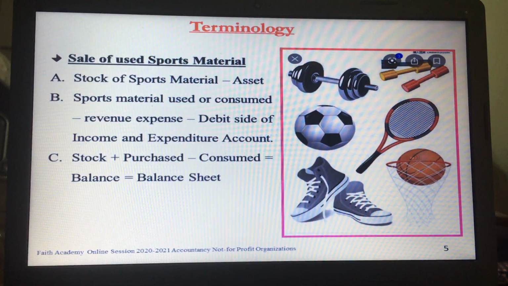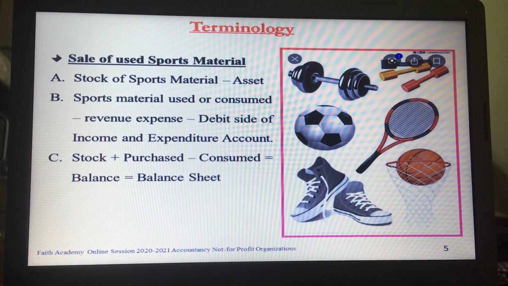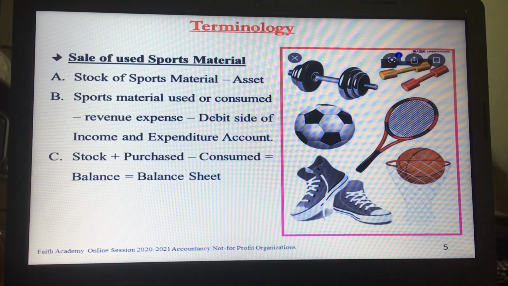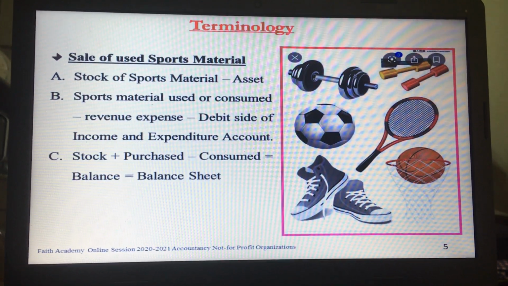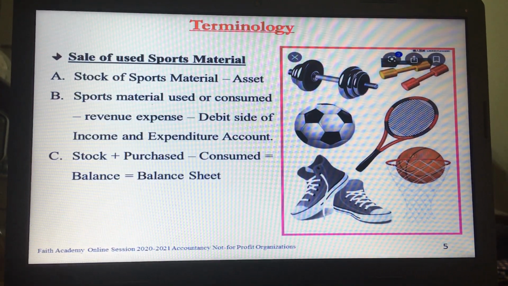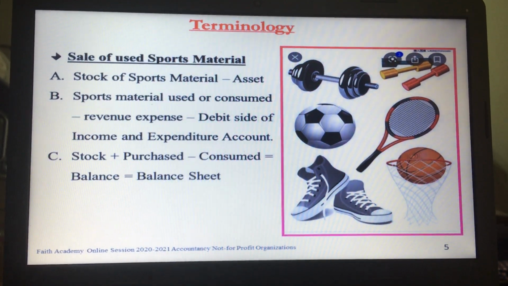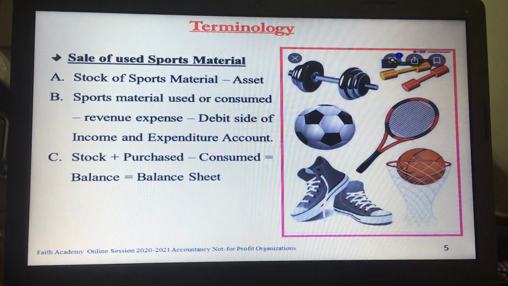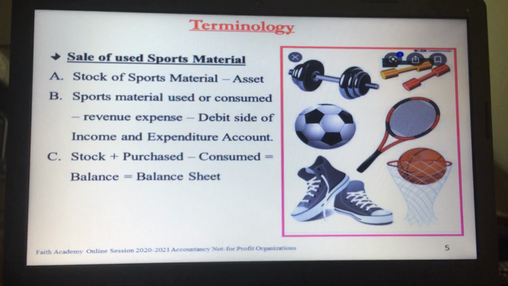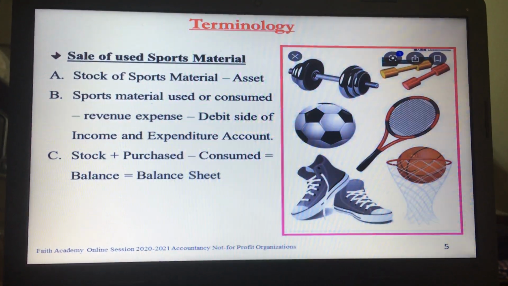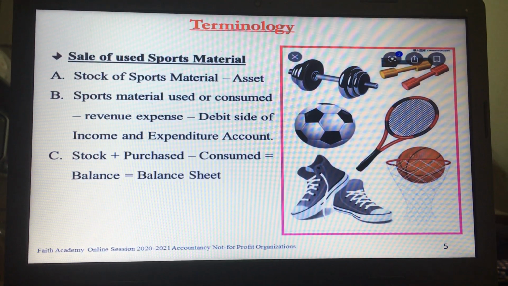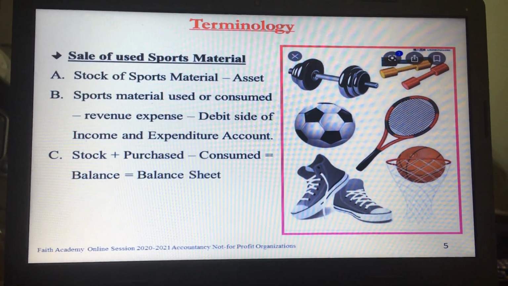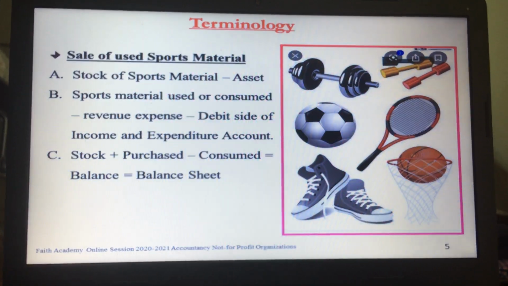Sale of used sports material. If there is stock of sports material lying with the organization, it is an asset. Sports material that is used or consumed, for example, rackets, shuttlecocks, balls, that's a revenue expense and it will be shown on the debit side of the income and expenditure account. What goes in the balance sheet? Any stock that is available plus whatever amount you have spent to purchase more sports material minus whatever is consumed, used. Whatever is the amount of balance will go to the balance sheet.